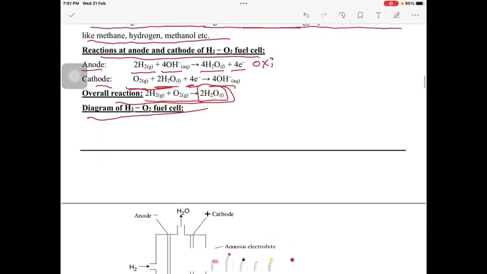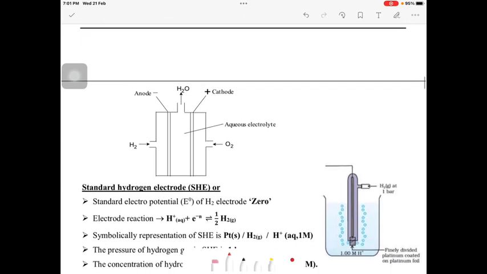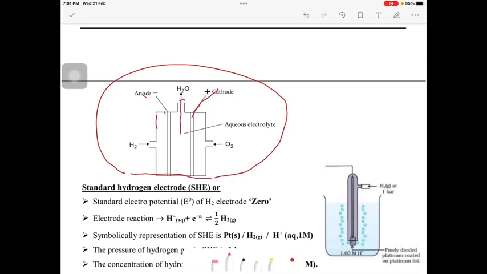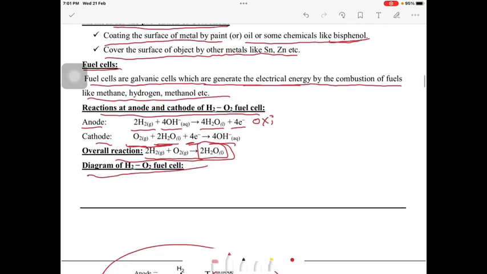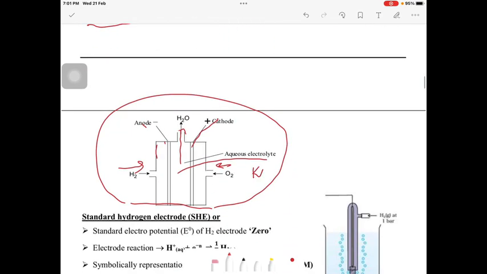Diagram of the H2-O2 fuel cell. It is a complete diagram. Observe carefully. So it has the anode, cathode, exit for water, and inlets for hydrogen and oxygen. Here the aqueous electrolyte is KOH.